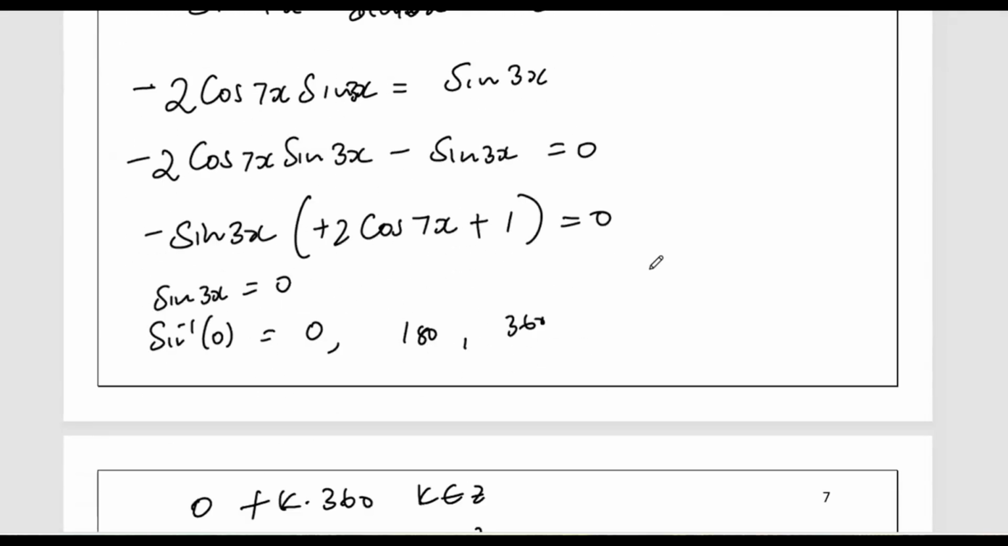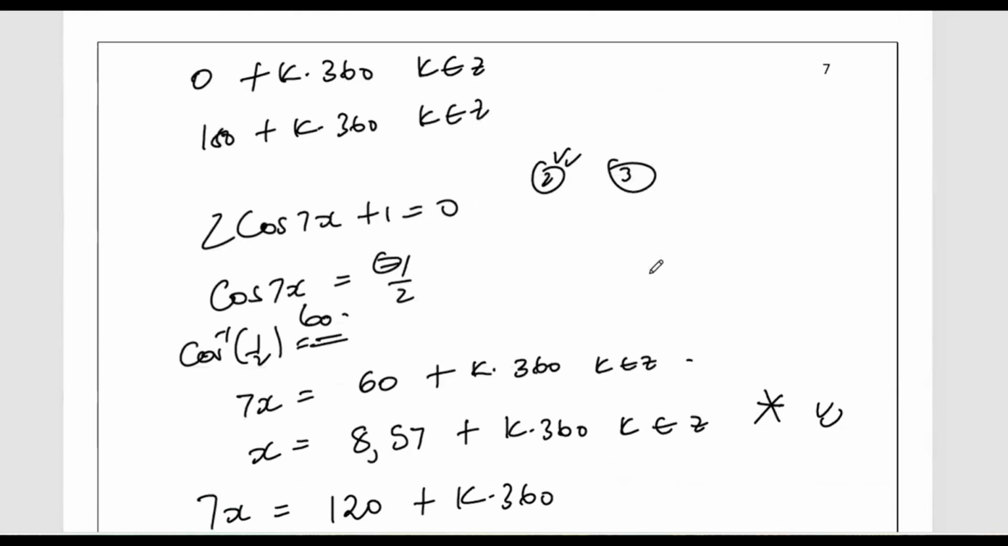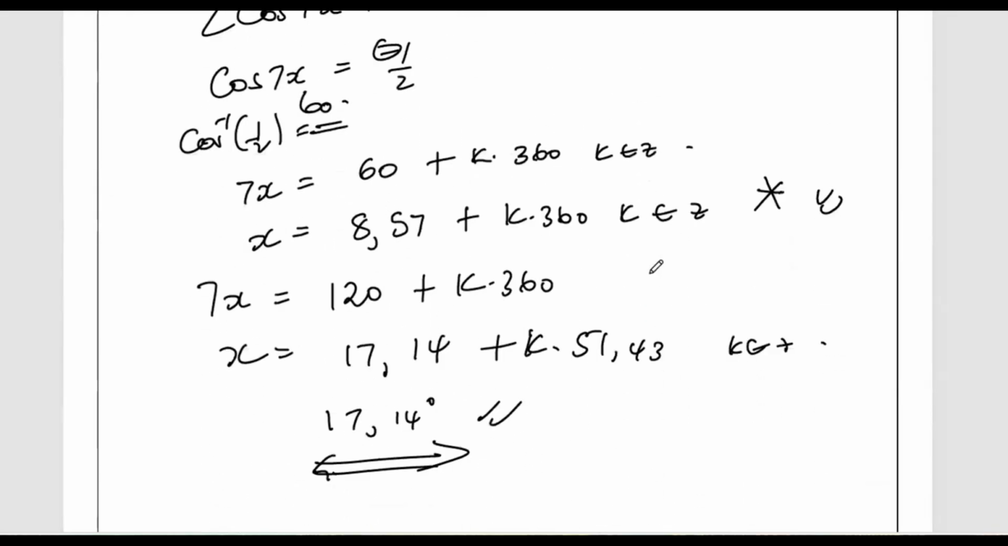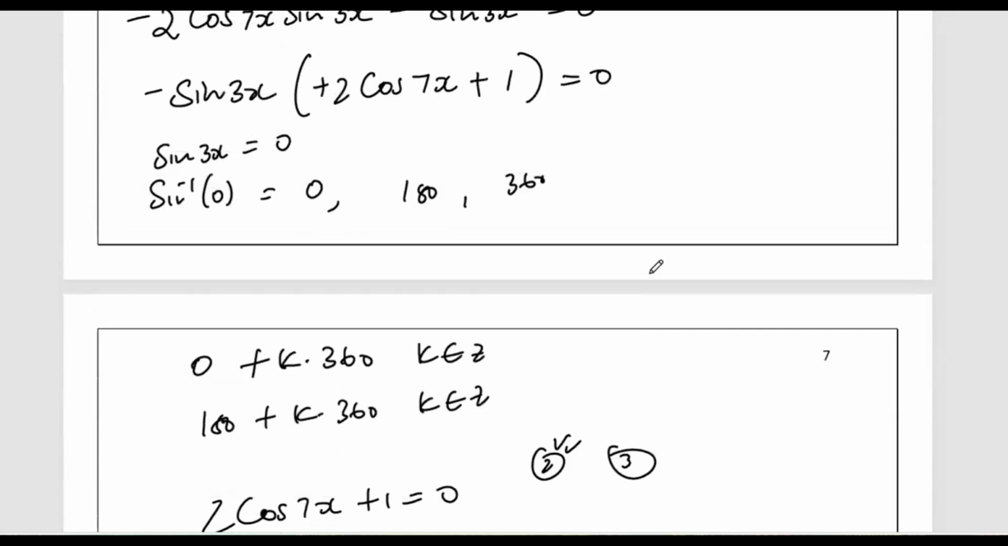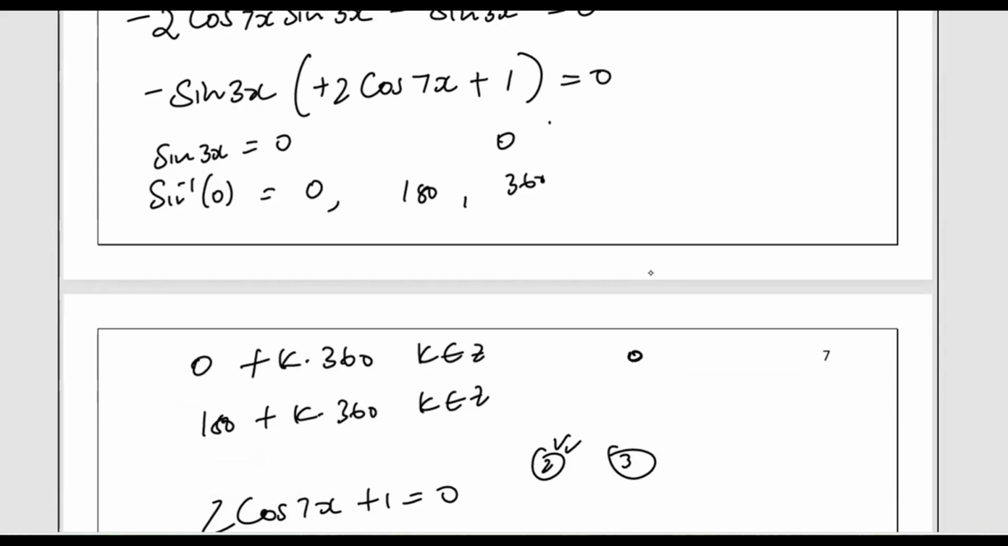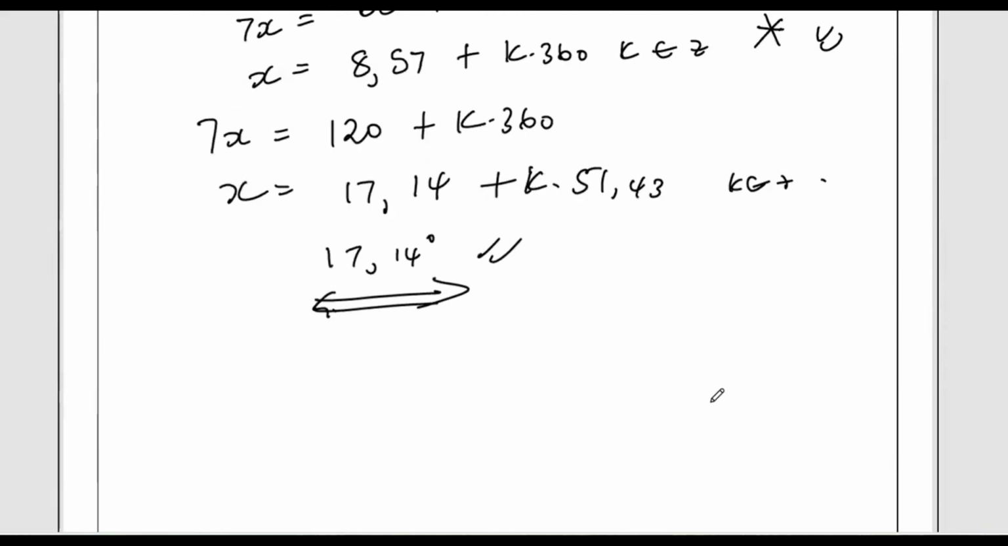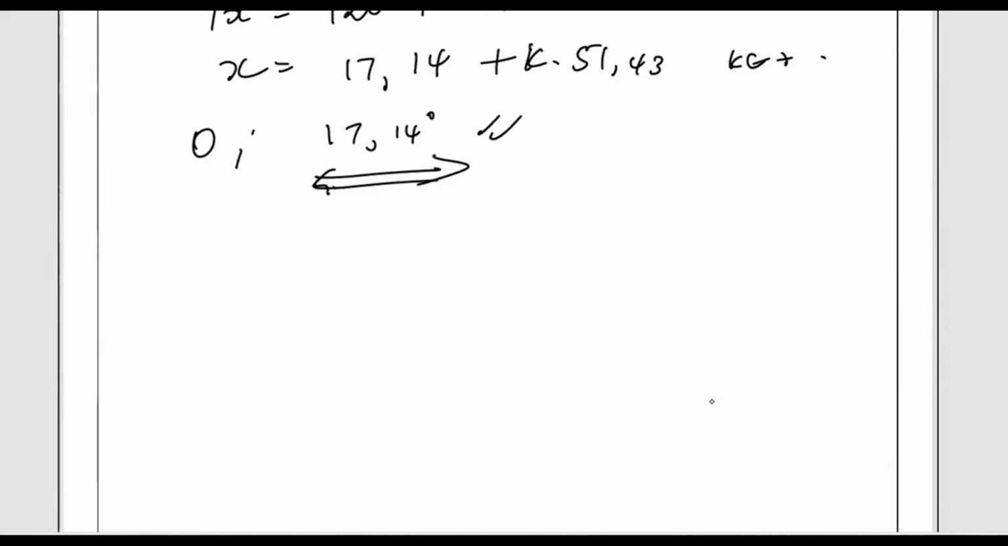Okay, so we have that 17, 14, but we can also include the 0 one that we had here, because these equations were giving us a 0 plus k. So if k is 0, which means 0 will be a solution. So the best solutions will be 0 and then 17, 14.